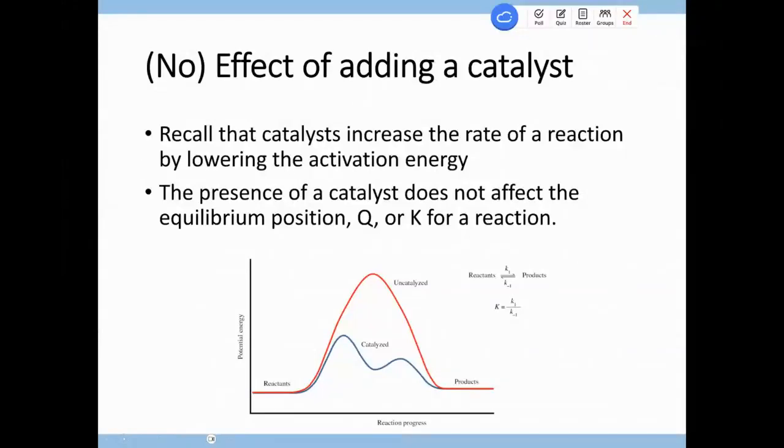So remember that adding a catalyst increases the rate of the reaction by lowering the activation energy. This is an image that we saw. This is an uncatalyzed transition state energy, really high activation energy. This is catalyzed, much lower activation energy. But the presence of the catalyst doesn't affect equilibrium, because at equilibrium, you'll still have the same concentration of reactants and products. So we say the catalyst doesn't affect equilibrium position, but the other factors that we discussed will.